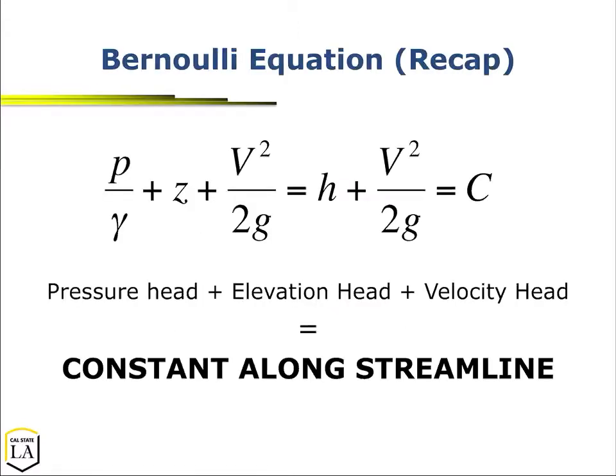So this is our Bernoulli equation where we have the summation of our pressure head plus our elevation head plus our velocity head, okay? Now, according to this equation, this means that the pressure head and the elevation head and the velocity head are constant along the streamline.